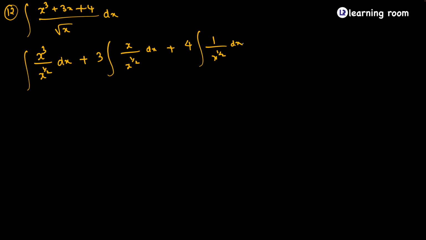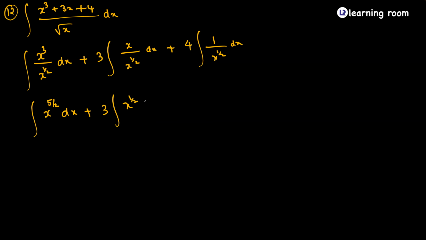Make sense? Okay. So it is going to be integral of x cube by x power half, which is x power 3 minus half. What is 3 minus half? It is 2.5, basically 5 by 2. So it is going to be x power 5 by 2 times dx plus 3 into x by x power half, which is x power half itself.